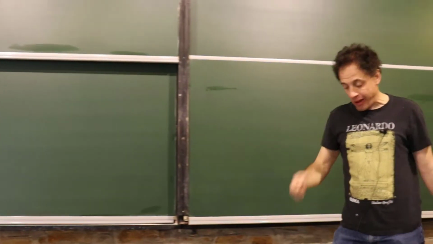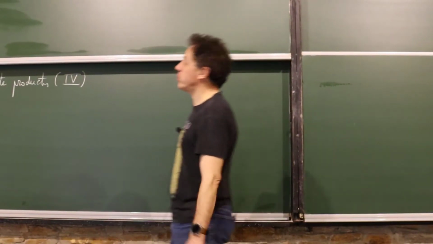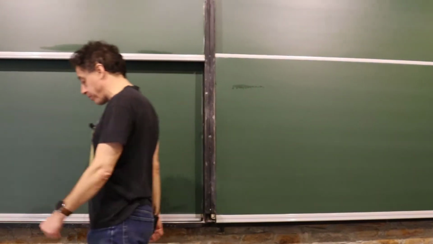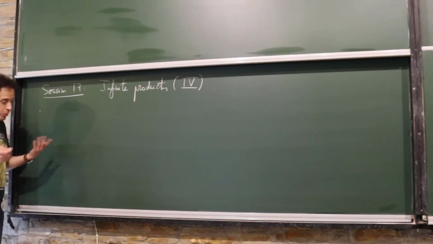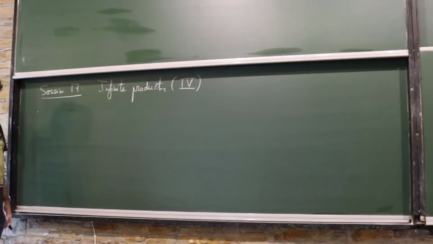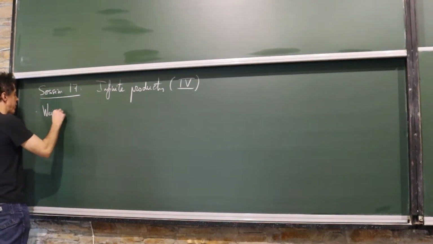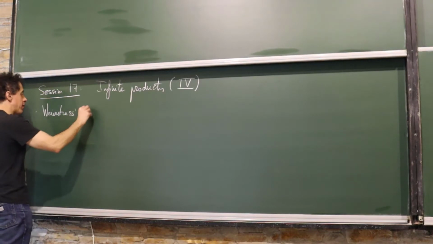So we'll finish with some results related with infinite products. Last session we proved essentially two results. Well, we proved some more things, but there are two interesting results. First result called Weierstrass theorem, that I think I did not give that name.